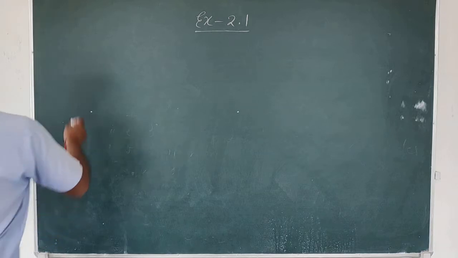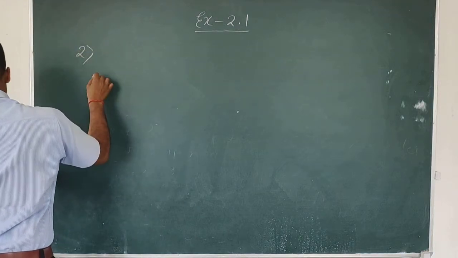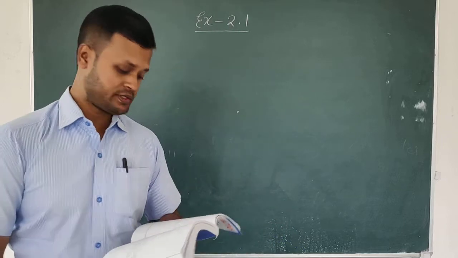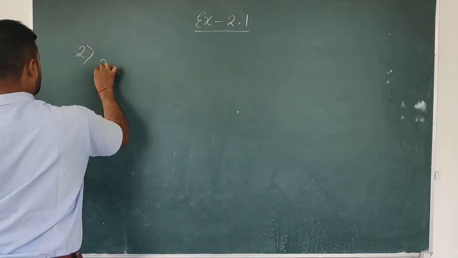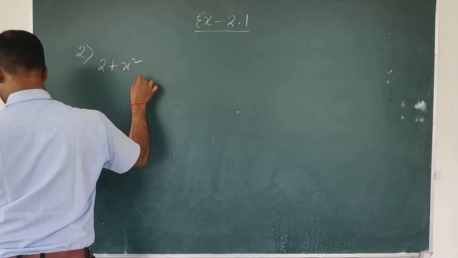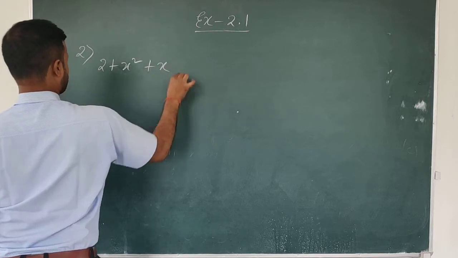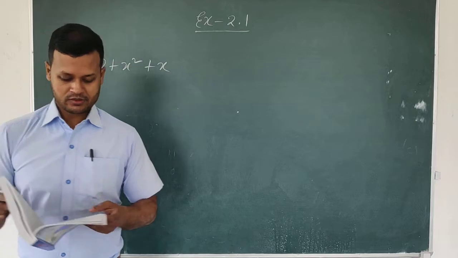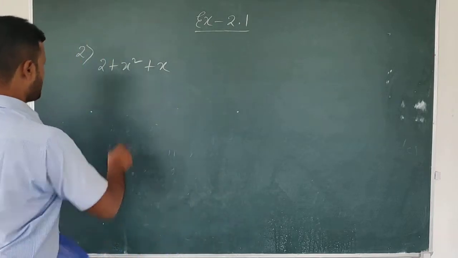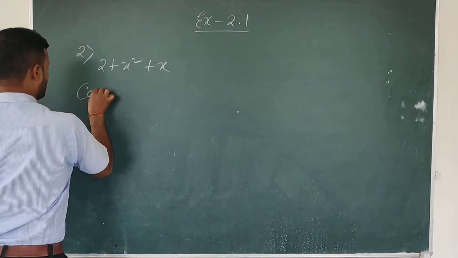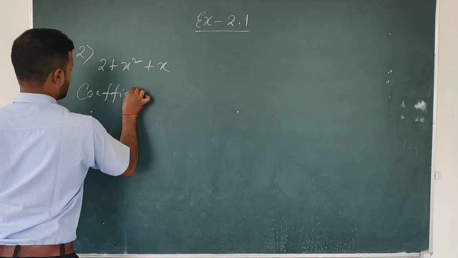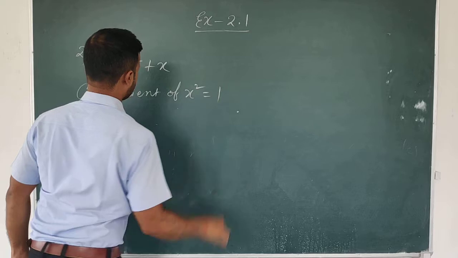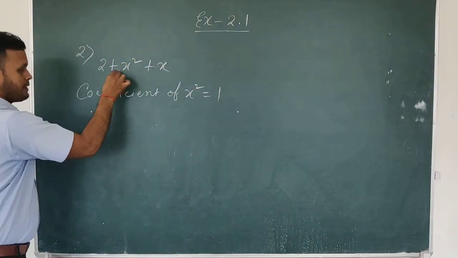Number 2. Write the coefficients of x square in each of the following. You see, 2 plus x square plus x. Okay, what is the coefficient of x square? Coefficient of x square is equal to 1, isn't it? What is the coefficient of x square, students?